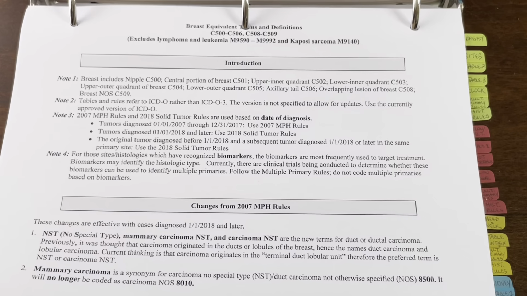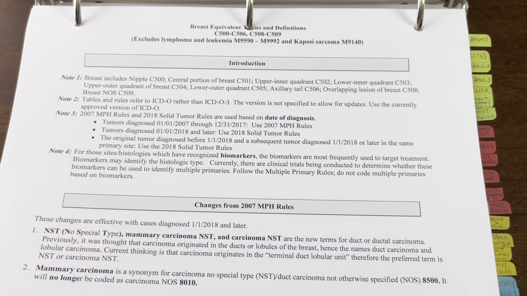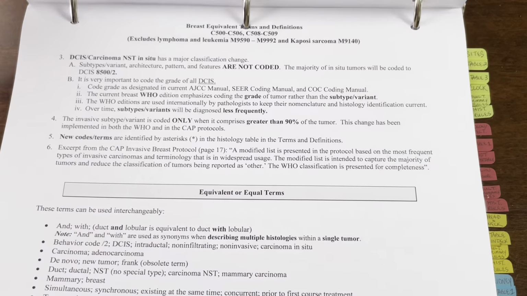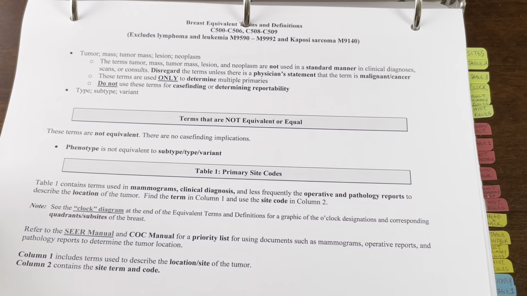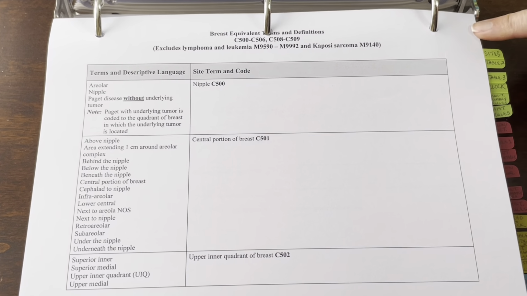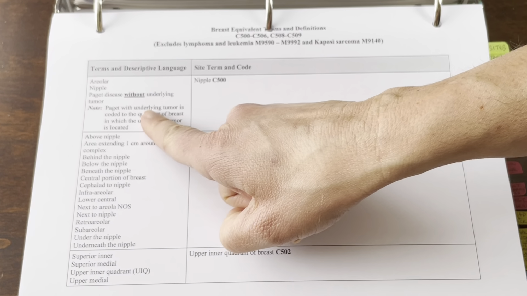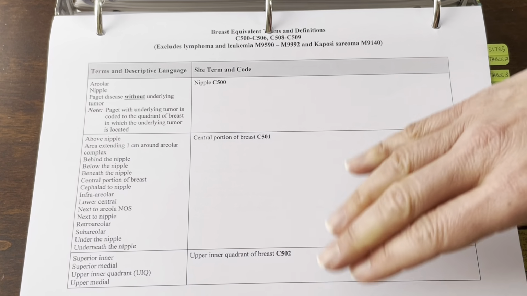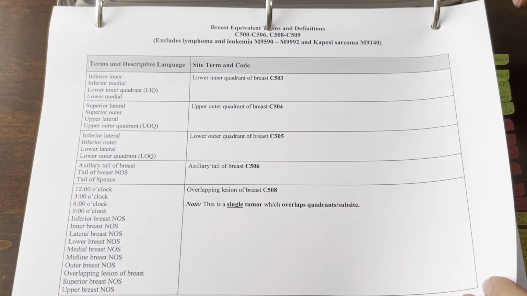The first chapter in this manual is the breast chapter. So this is the first of 10 chapters. All of the chapters are kind of laid out in a similar way, which start with an introduction. They talk about the changes that were made, the equivalent terms, terms that are not equivalent, and then it kind of goes into the meat of the manual. I did tab the site section, and this section will give you the specific terms that correspond to that particular site and the C code.